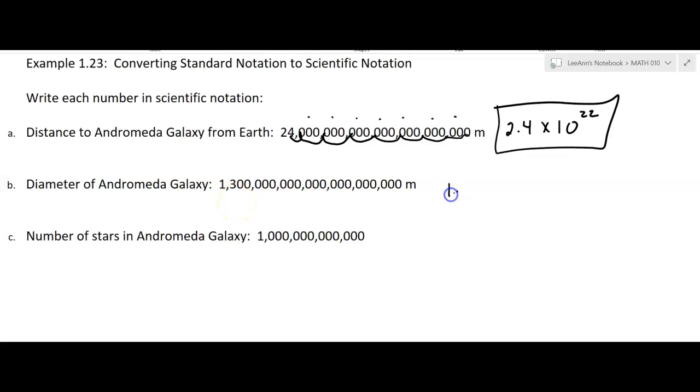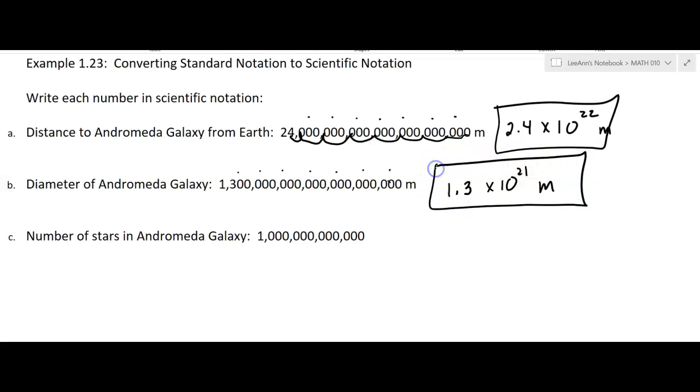All right, diameter of the Andromeda Galaxy. All right, it's going to be 1.3. By the way, these were meters. I guess I could put the little m for meters. Okay, 1.3 times 10 to the 1, 2, 3, 4, 5, 6, 7 place. Okay, 21st. That's how you'd write it in scientific notation.